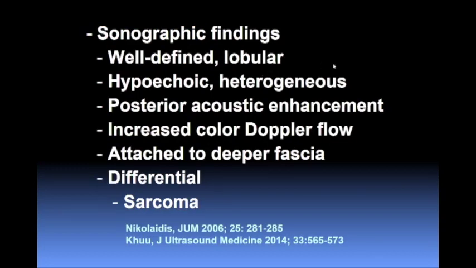So on ultrasound, these are well defined. They can be lobular as they get larger. The ones I've seen were just well circumscribed. They too are hypoechoic. They can be heterogeneous. There may also be posterior acoustic enhancement, and they definitely show color Doppler flow. And if you see it attached to the deeper fascia, the location might also be helpful in honing in on this diagnosis. The differential itself includes sarcoma. There really aren't very many articles in the literature on this, but I'm going to add a differential when I show you a couple of cases here.